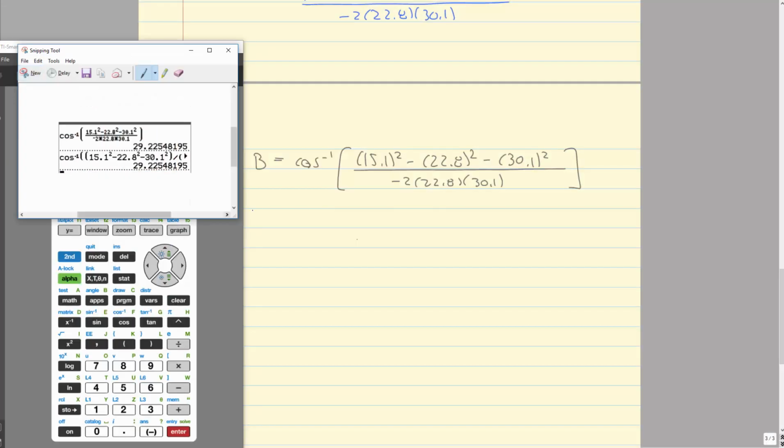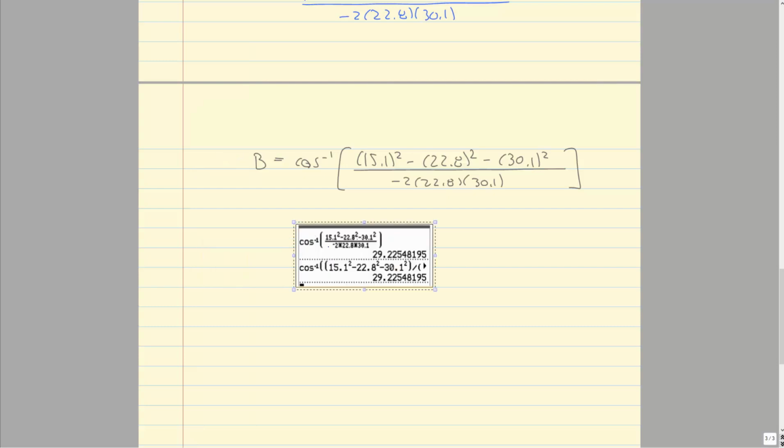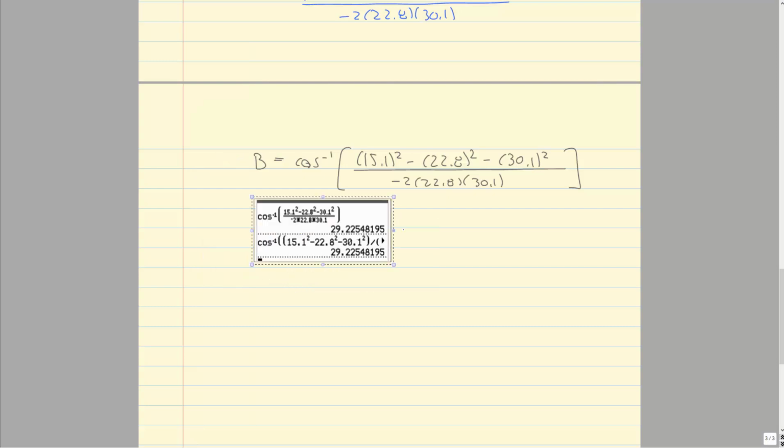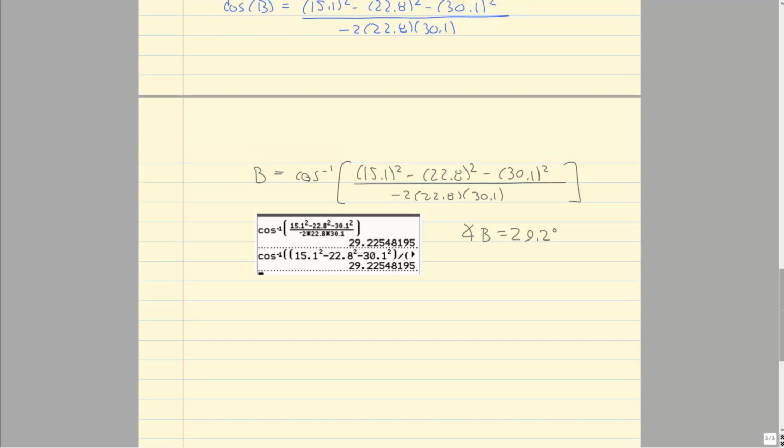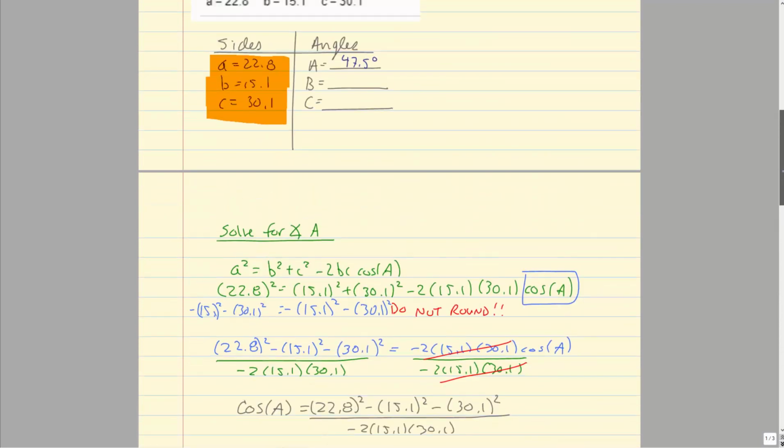So let's go ahead and paste this into our lecture. And I think we rounded the last one to the nearest tenth. So if we round this one to the nearest tenth, I would get angle B equals 29.2 degrees. So let's go ahead and record that. Angle B equals 29.2 degrees.